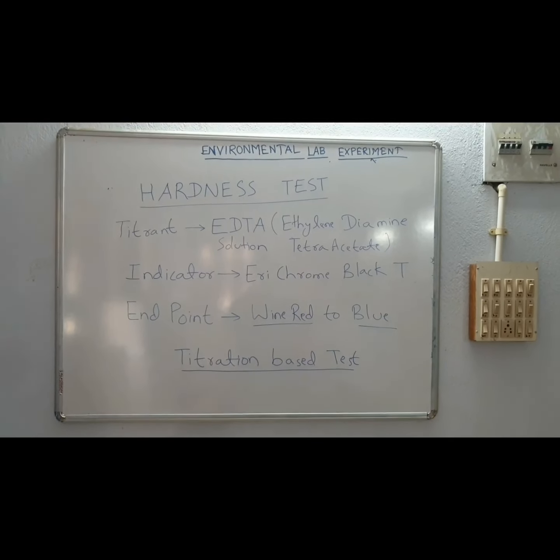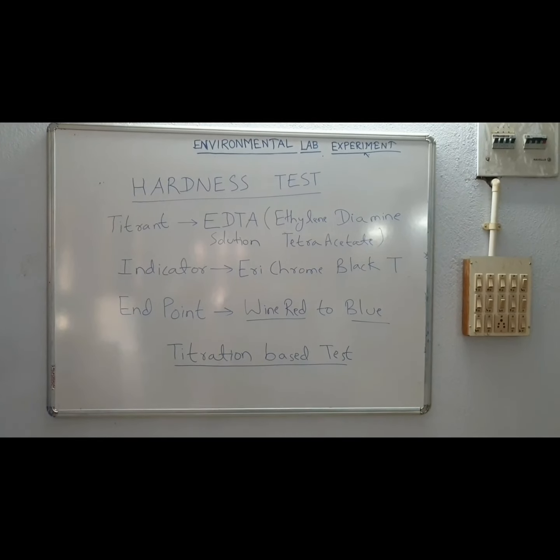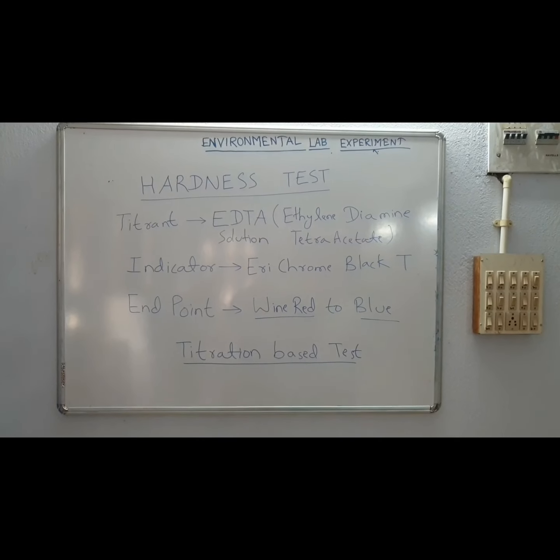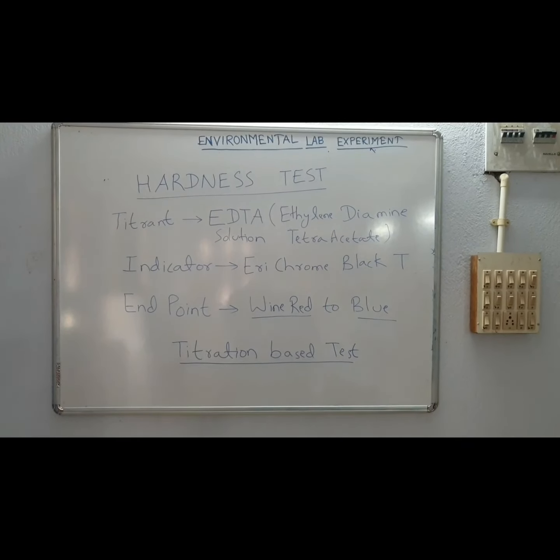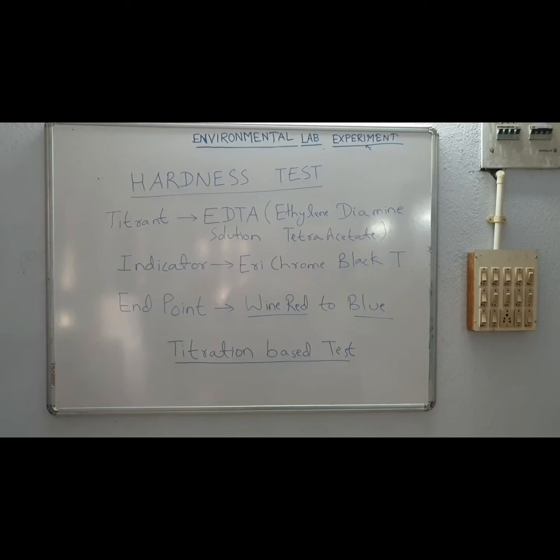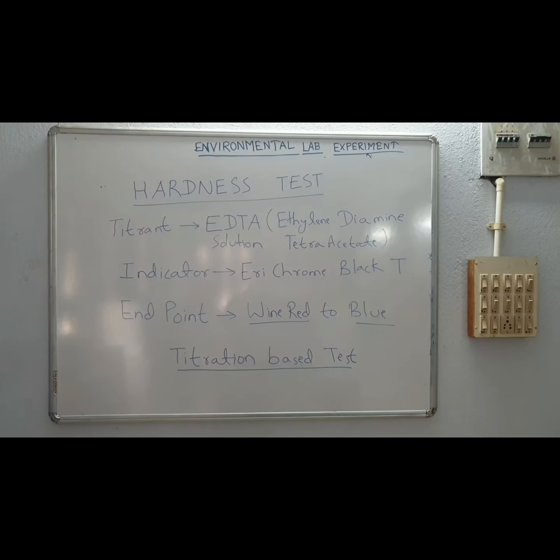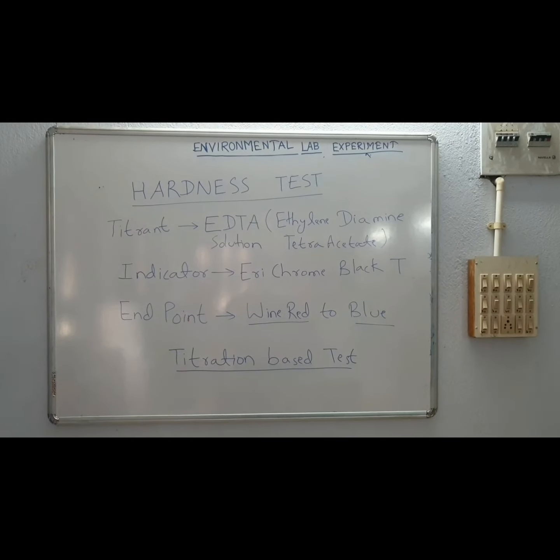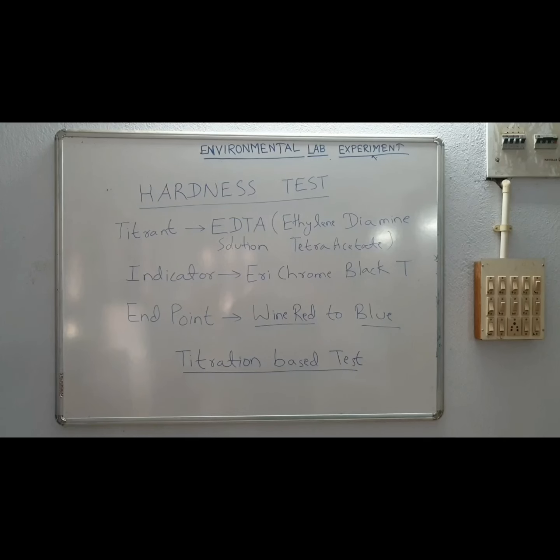Okay, good morning students. So today we are going to perform the lab hardness test of a sample of water. So what is hardness? It is a phenomenon which is present due to chlorides and sulfates of calcium and magnesium. Hardness is due to the presence of chlorides and sulfates of calcium and magnesium, and also due to bicarbonate salts of the same. So how do we do the hardness test?